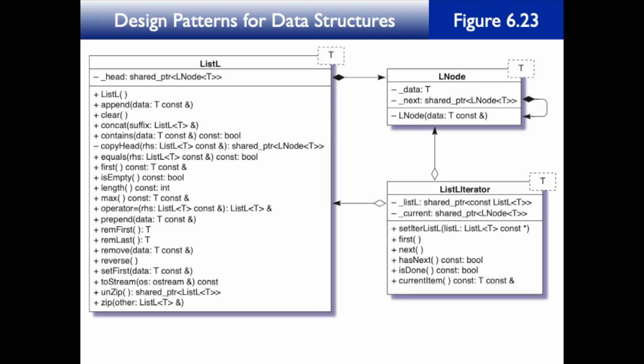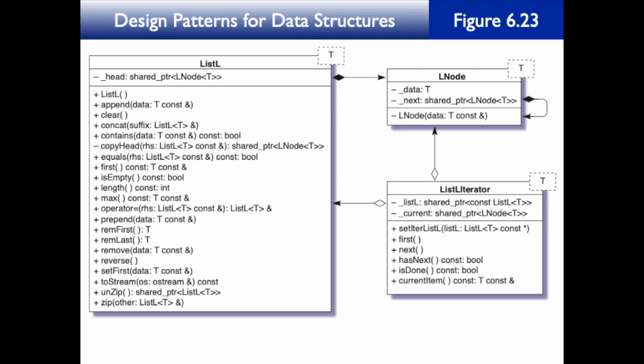even though it has a pointer to a list, and even though it has a pointer to a node, it doesn't own those. So it never will do new or delete for those. That is not the list L iterator's responsibility. It just uses a list and a node that have already been allocated by a different object.